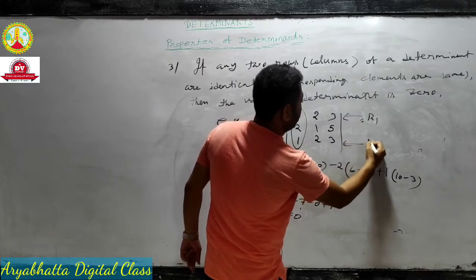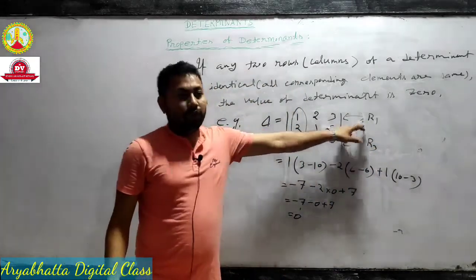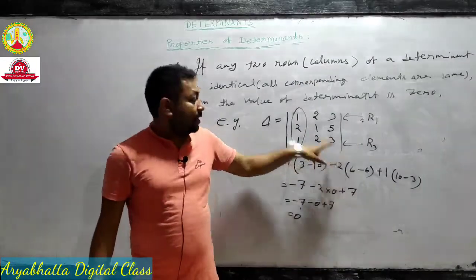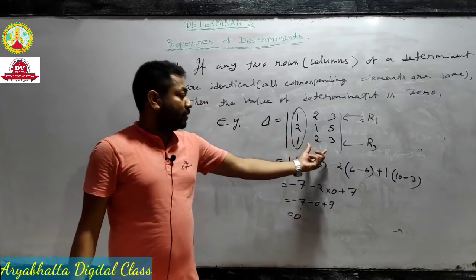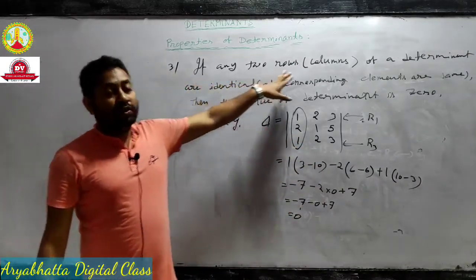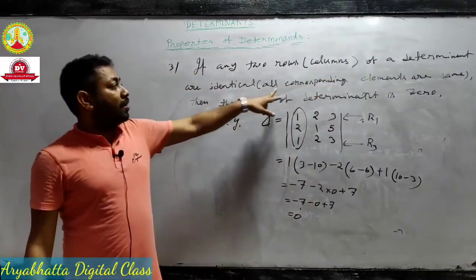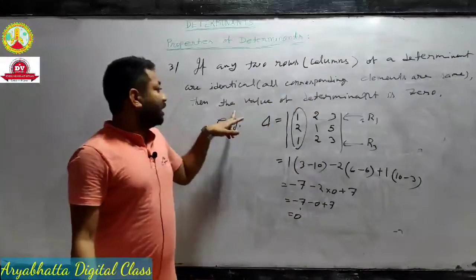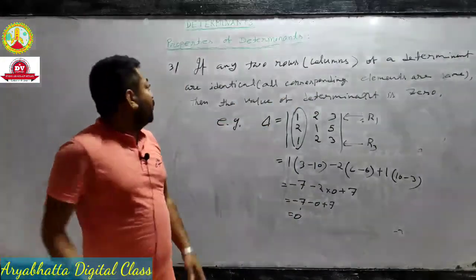Here the first row and third row are identical. Therefore, the determinant is equal to 0. Hence proved: if any two rows or columns of a determinant are identical, or corresponding elements are the same, then the value of the determinant is 0. Next, property number 4.